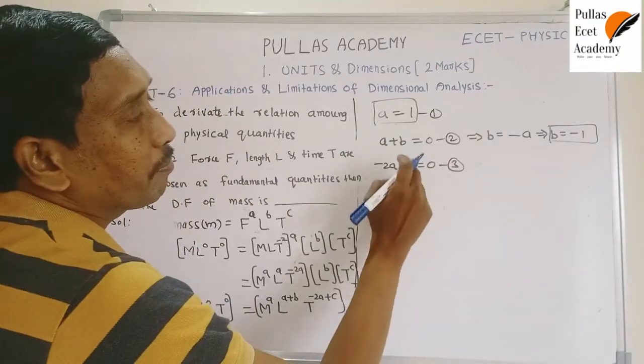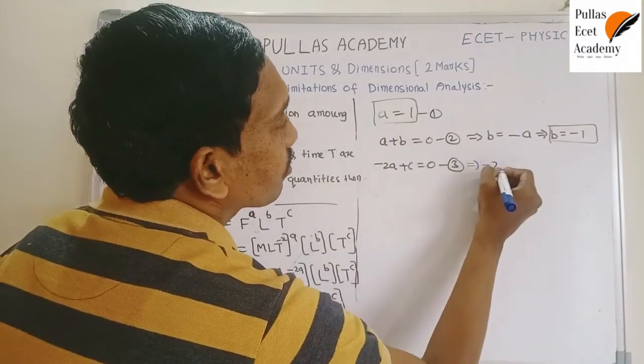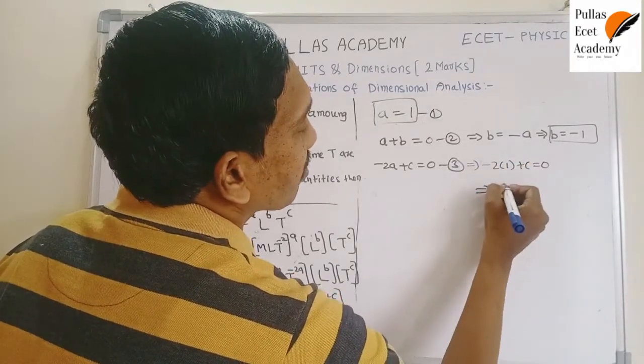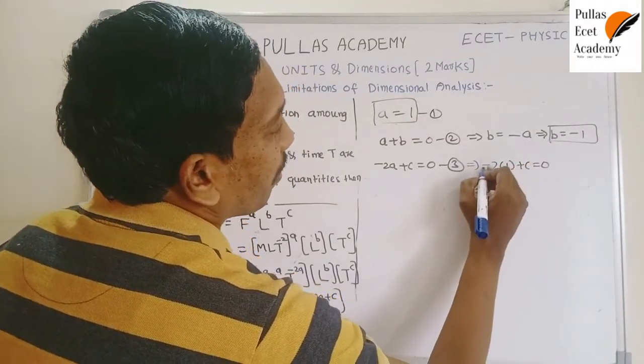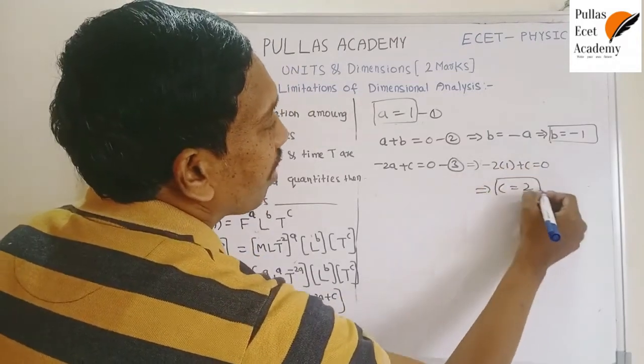And if you need the C value, substitute in the equation where A is equal to 1: minus 2 into 1 plus C is equal to 0. So that implies C is equal to 2. This C value is 2.